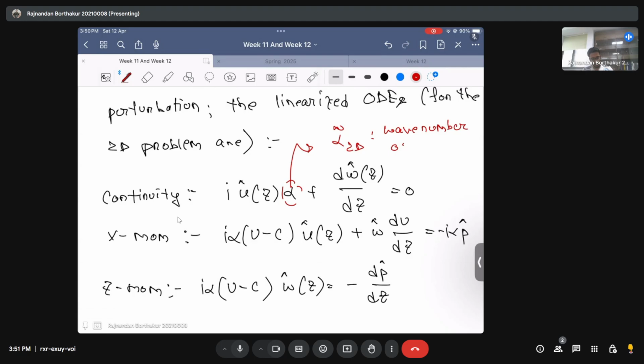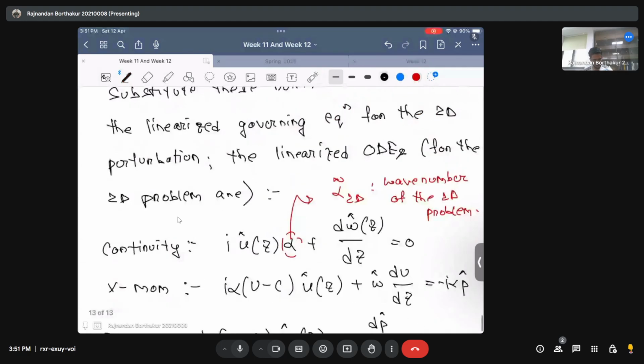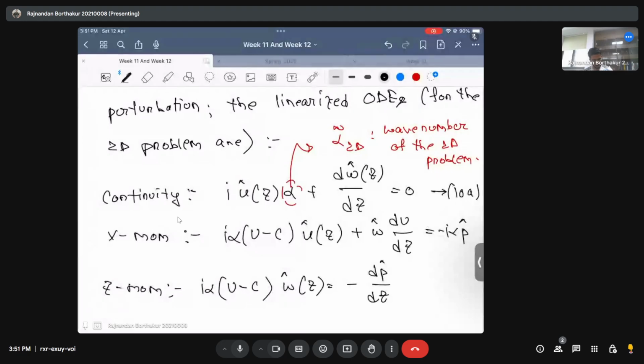Okay, all right. So you can appreciate that we have reduced the four equations into 3 equations, and let's name these 10a, 10b, and 10c. This is your continuity. This is your x, and this is your z.